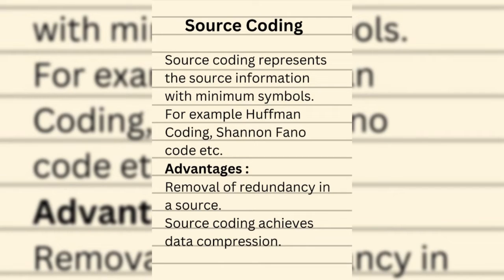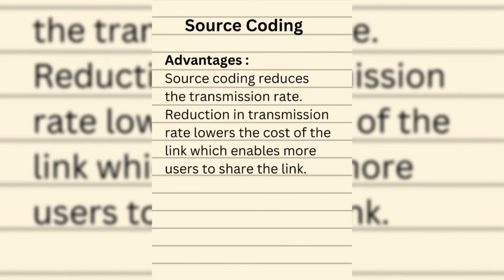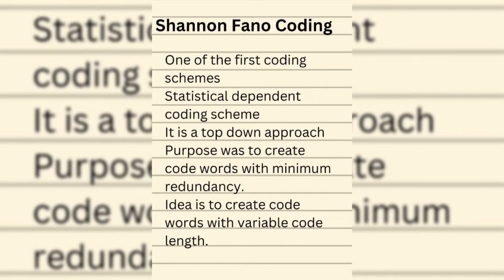Today's topic is source coding. Source coding represents the source information with minimum symbols, for example, Huffman coding or Shannon Fano coding. Advantages of source coding are removal of redundancy in a source. Source coding achieves higher data compression. It reduces the transmission rate, and the reduction in transmission rate lowers the cost of the link, which enables more users to share the link.